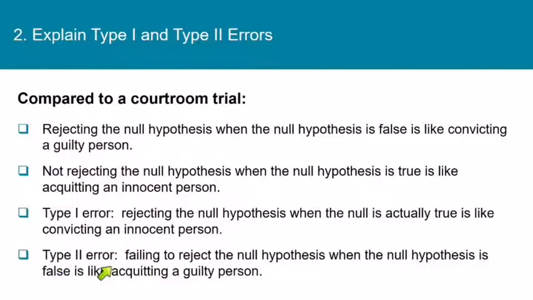And a type 2 error is failing to reject the null hypothesis when the null hypothesis is false. That's the equivalent of acquitting a guilty person. So that's like at the end of the trial, we still believe the not guilty plea, but in fact the not guilty plea was a lie. That's a type 2 error.